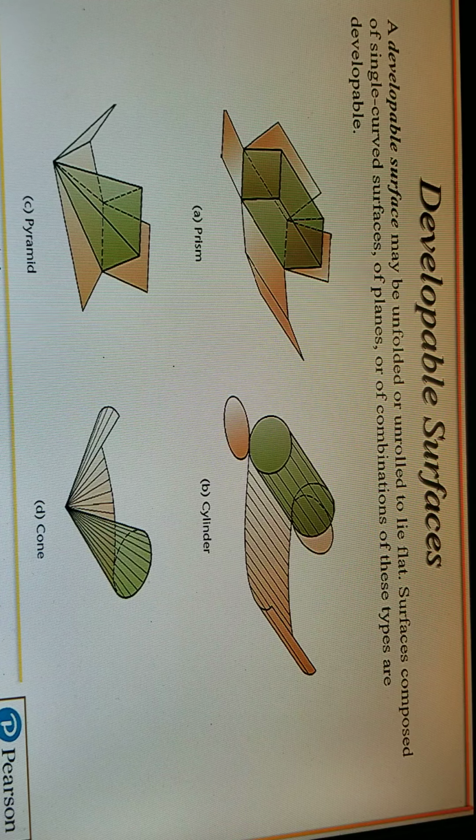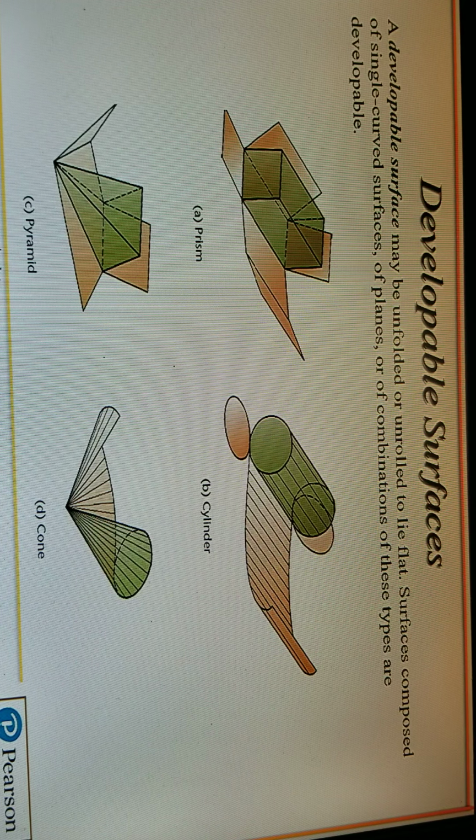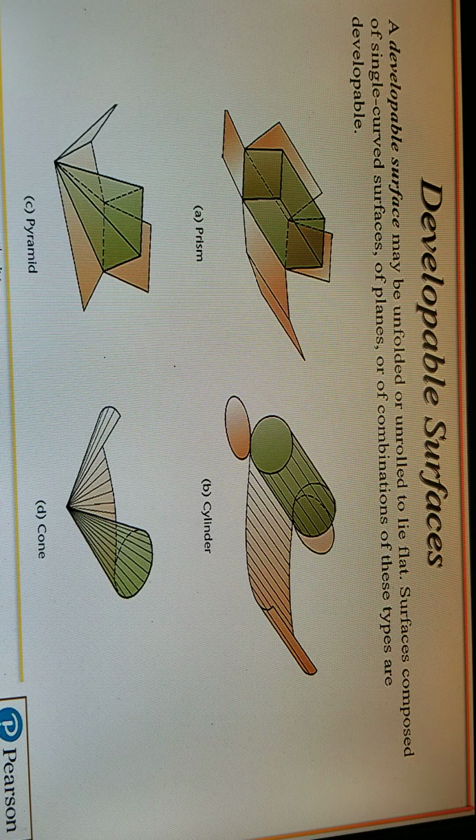Developments. A developable surface may be unfolded or unrolled to lie flat. Surfaces composed of single curved surfaces, planes, or a combination of these types are developable. Like paper bags, okay? They're usually cut in a certain way and then folded up to form that bag. You have four shapes: prism, cylinder, pyramid, and cone.